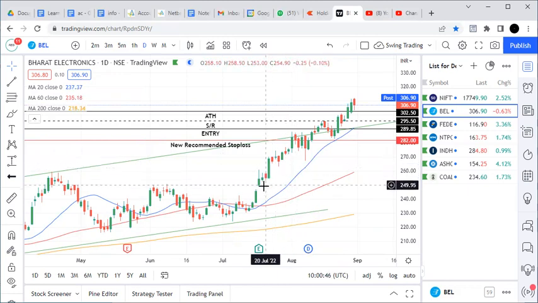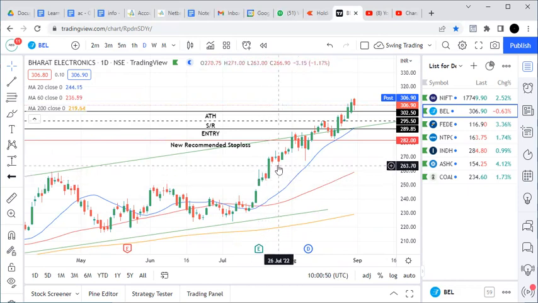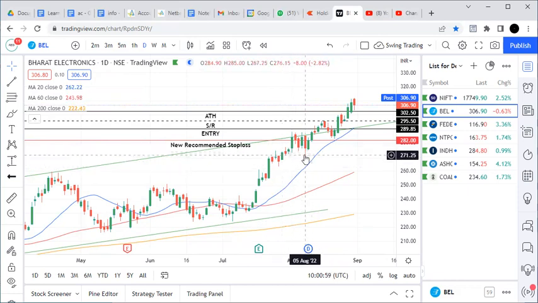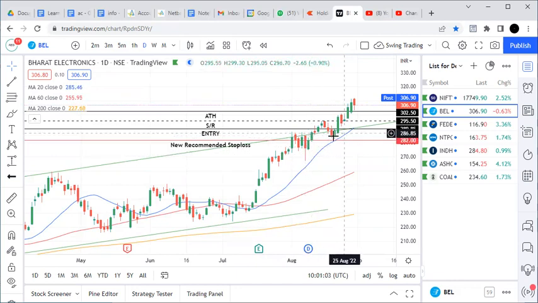Because why is that? Because this seems to be a level of support. The price is not going below this. Do you see this? Okay, and then here's another level of support where the price refuses to go below that. Here's another level of support where the price refuses to go below that.